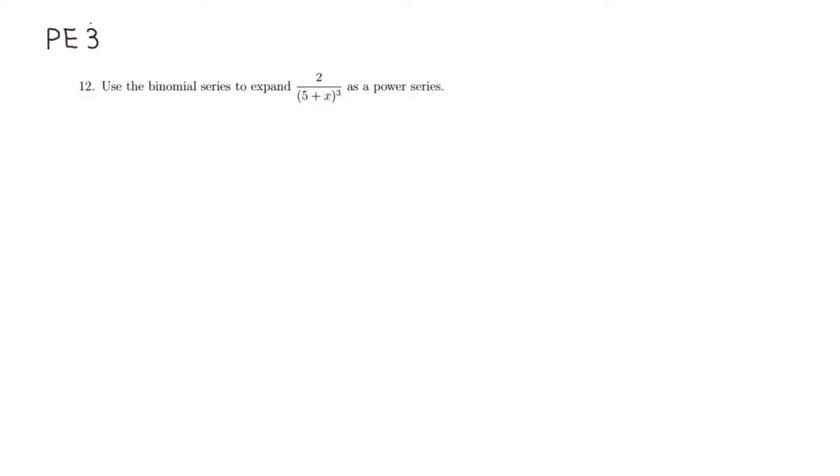Alright, let's look at practice exam 3, problem number 12. We want to use the binomial series to expand 2 over (5 plus x) to the third power. Let's do that. First we have to do a little bit of tweaking here. So we have 2 over (5 plus x) cubed.